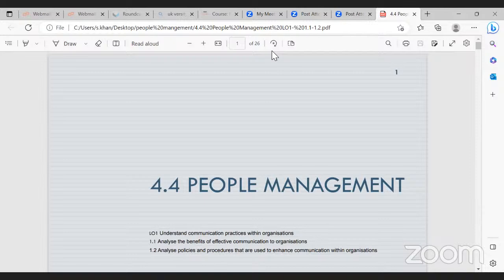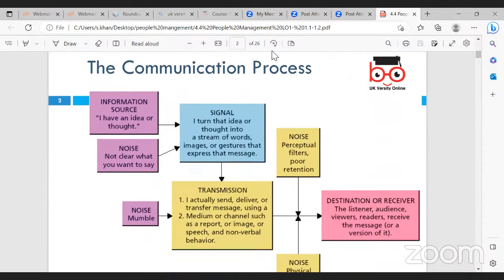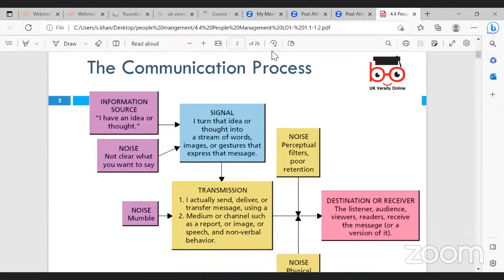So the next slide we're looking at is the communication process. If we look at the communication process, why do you think it's so important? Why do you think communication is so important? Well, it's a way of trying to get something across to someone.